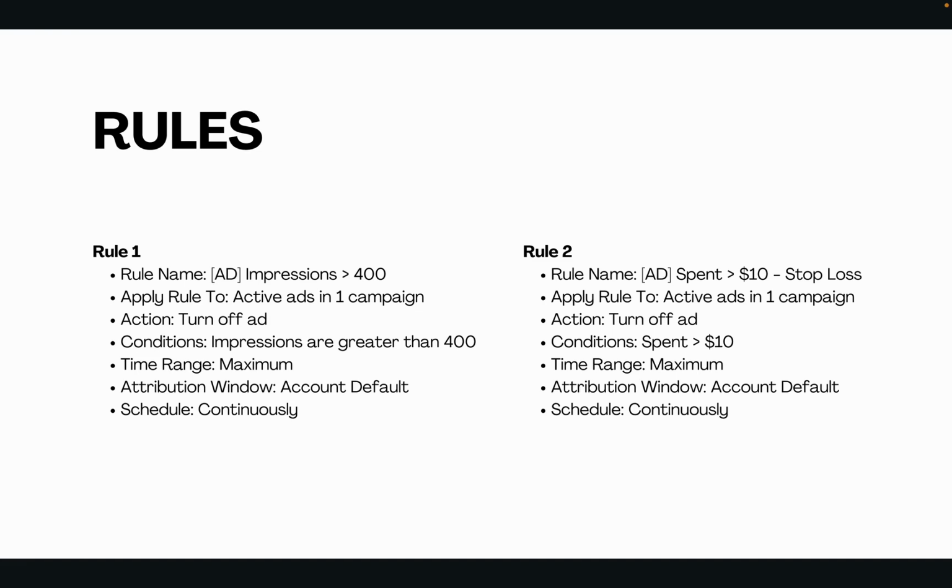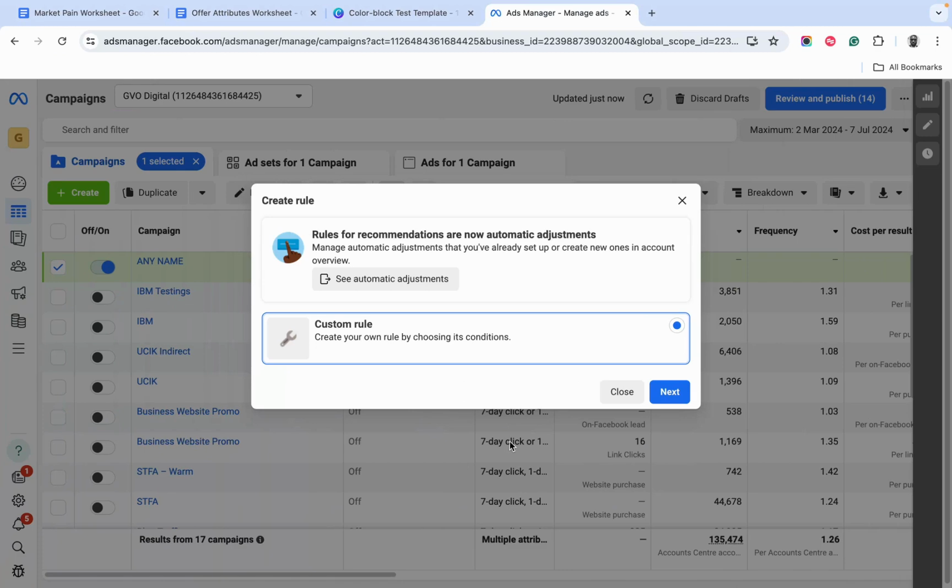It's the same with the second rule. You want to prevent an ad from spending more than $10. So imagine one ad spending $10 out of your $25 or $30 budget. That's ridiculous. So you want to say if it spent greater than $10, stop loss, it means that's likely not working. And you want to follow the exact same rules that you've done for the first one. So let's get back to the ads manager and see what we're going to do.